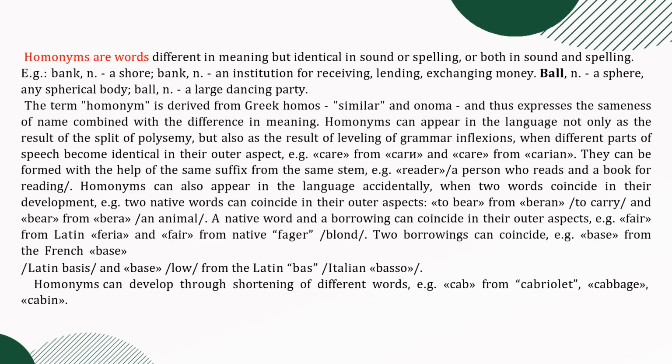Homonyms are words different in meaning but identical in sound or spelling, or both in sound and spelling. For example, a bank in the meaning of a shore, a bank in the meaning of an institution for receiving, lending, exchanging money, etc. The term homonym is derived from Greek homos, similar, and onyma, name, and thus expresses the sameness of name combined with a difference in meaning.